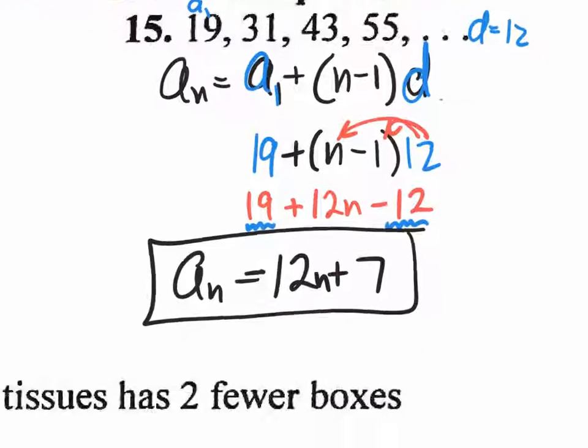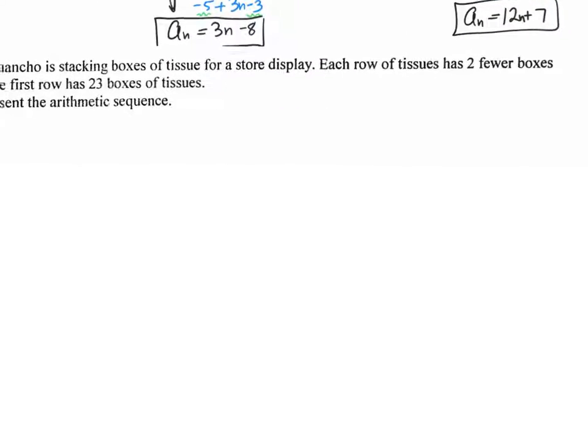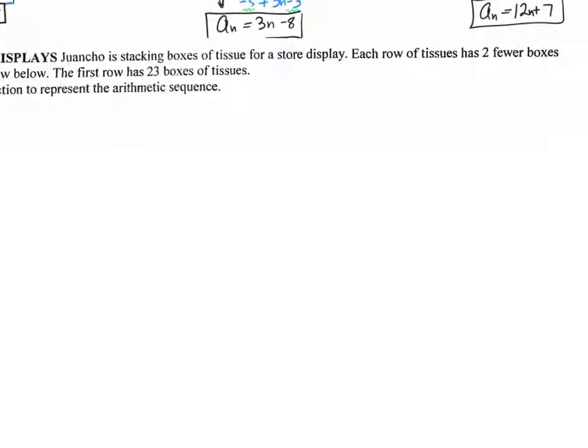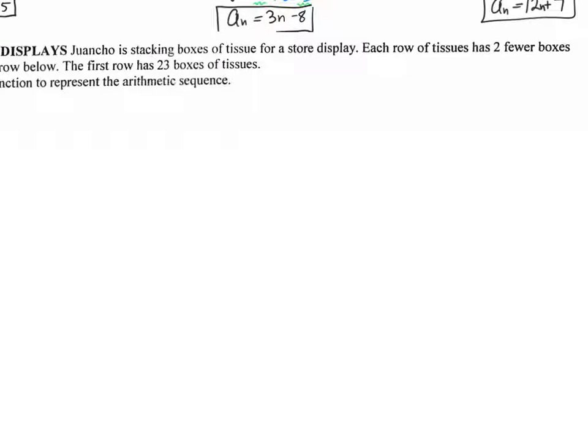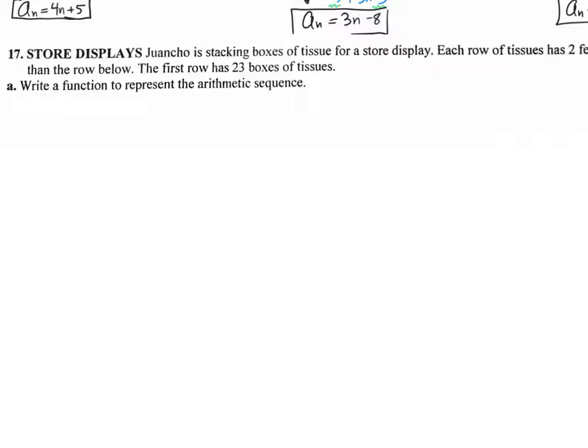Now there is a word problem right here. I think it's worth doing. It says Juancho is stacking boxes of tissue at a store display. Each row of tissues has 2 fewer boxes than the row below. So the first row had 23.